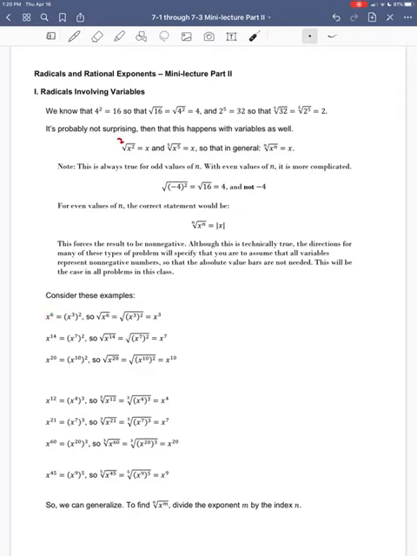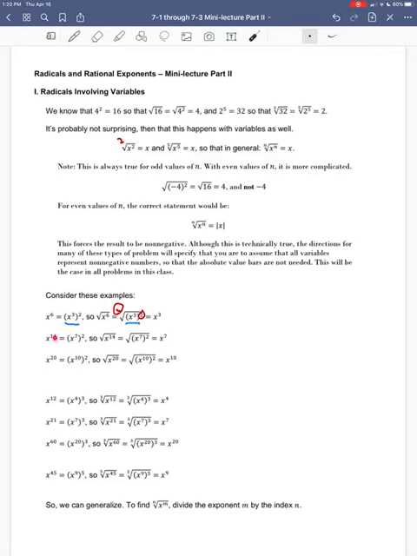X to the 6th is really the same thing as x to the 3rd squared. Remember, with a power of a power, I multiply those exponents. 2 times 3 is 6. So the square root of x to the 6th, instead of x to the 6th, I can write x cubed squared, right? And that's what's here. But what I've got then is a square root of something squared. Those essentially cancel out and I just get x cubed. That happens in all of these examples here.